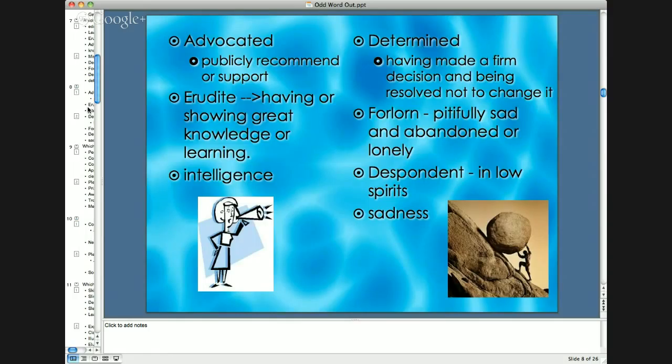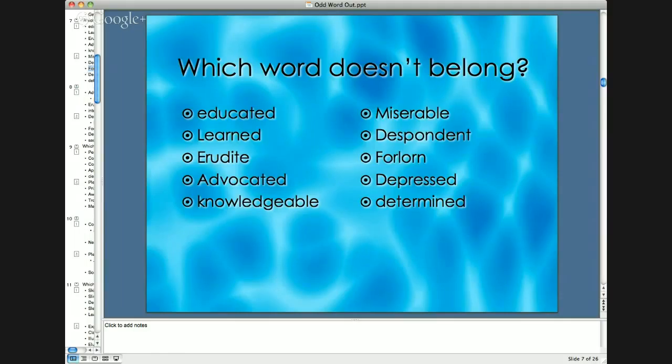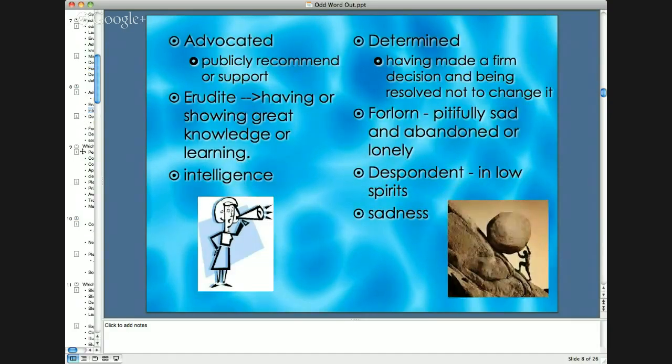Forlorn means pitifully sad and abandoned or lonely. Despondent means in low spirit. So the commonality between all four of the other words is sadness. Let's look at them again. Miserable, despondent, forlorn, depressed. These are all negative. All right, let's keep going.